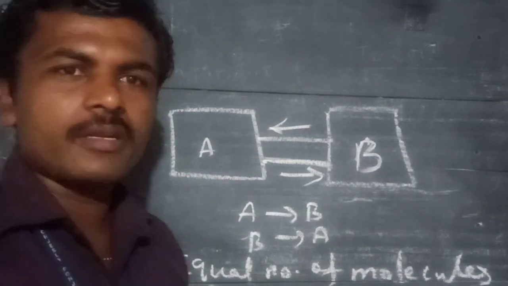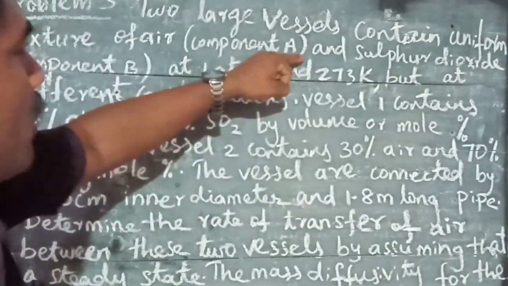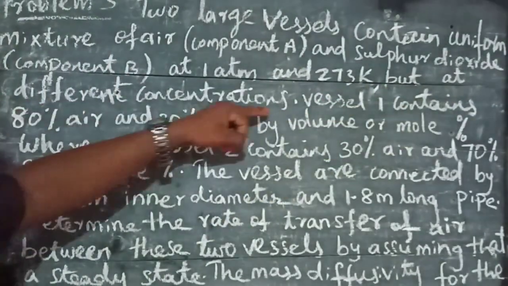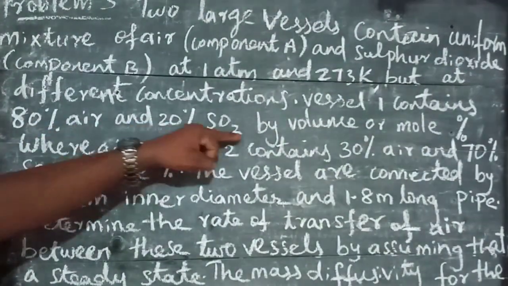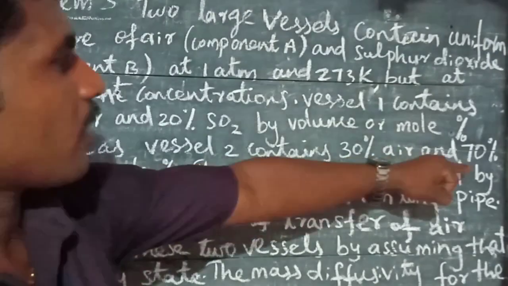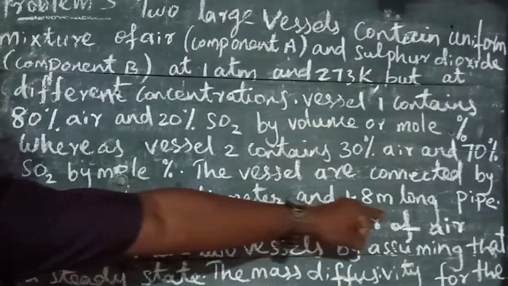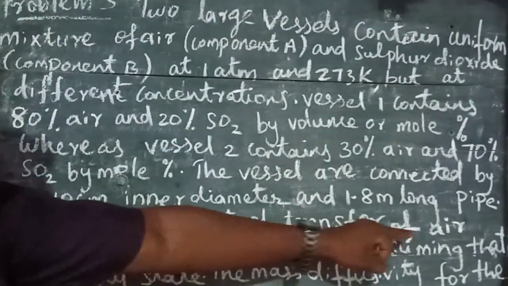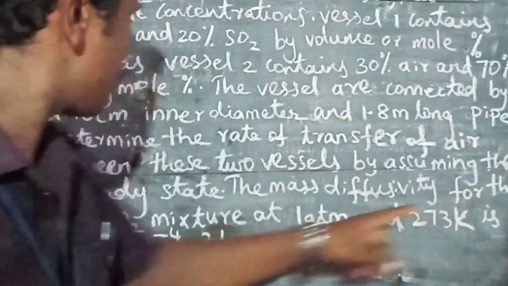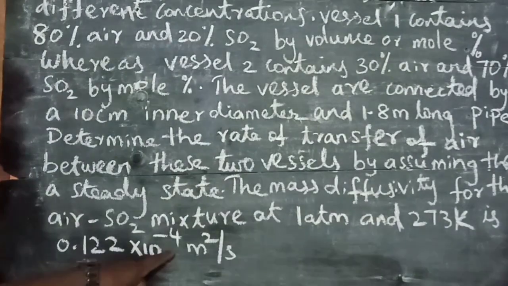Now we can see the problem. Two large vessels contain a uniform mixture of air as component A and sulfur dioxide as component B at 1 atmosphere and 273 Kelvin, but at different concentrations. Vessel 1 contains 80% air and 20% sulfur dioxide by mole percentage, whereas vessel 2 contains 30% air and 70% sulfur dioxide. The vessels are connected by a 10 cm inner diameter and 1.8 meter long pipe. Determine the rate of transfer of air between these two vessels, assuming steady state. The mass diffusivity for the air sulfur dioxide mixture at 1 atmosphere and 273 Kelvin is 0.122 into 10 power minus 4 meter square per second.